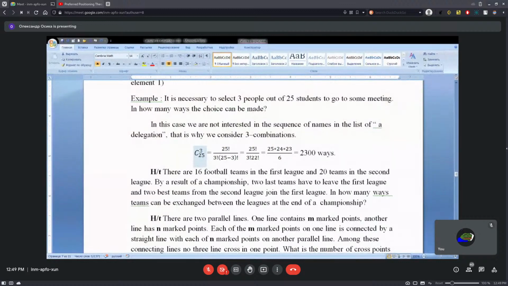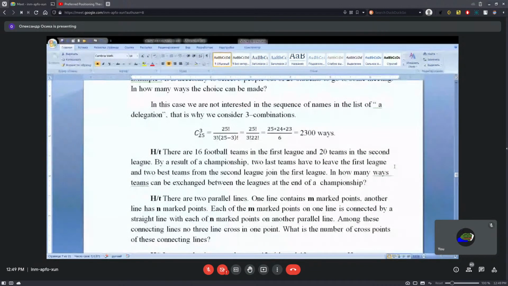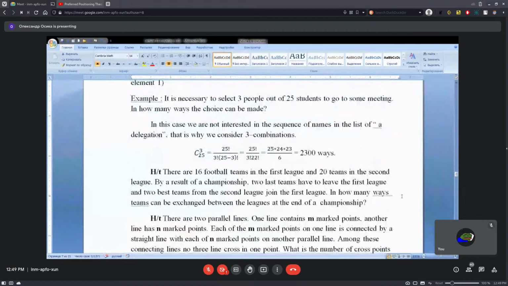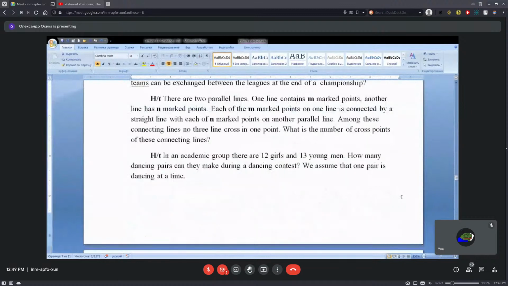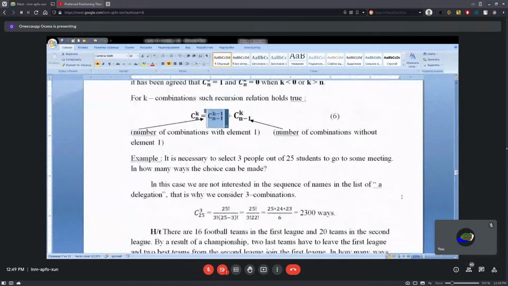So 25 choose 3, we substitute it into the formula, and we see that it is 2,300 ways. This is the possible number of choices for 3 people out of 25 if they don't object to attending meetings.